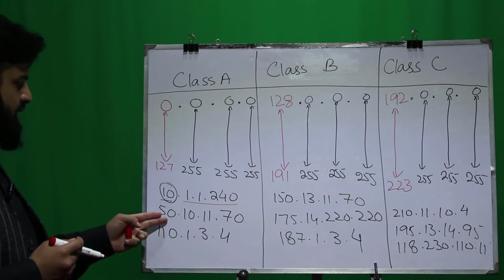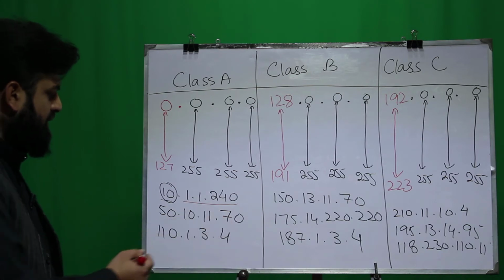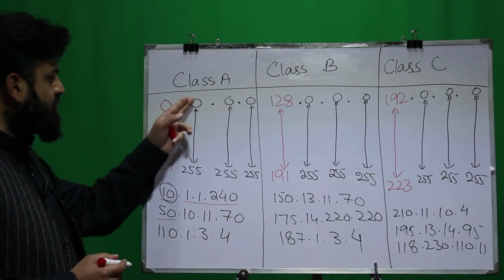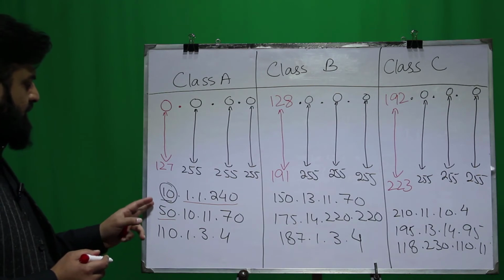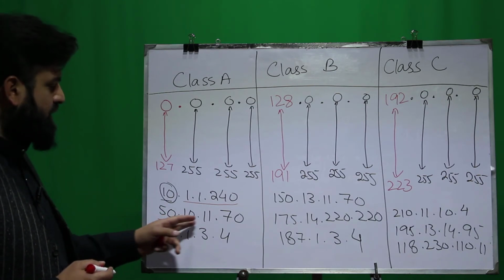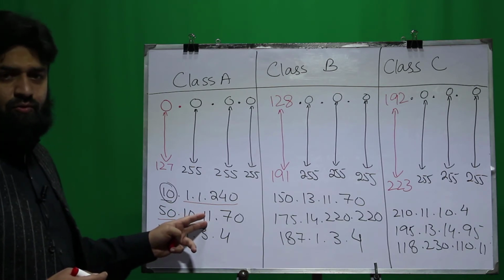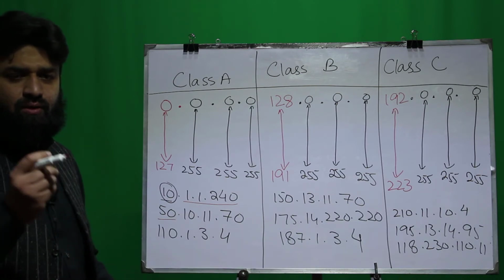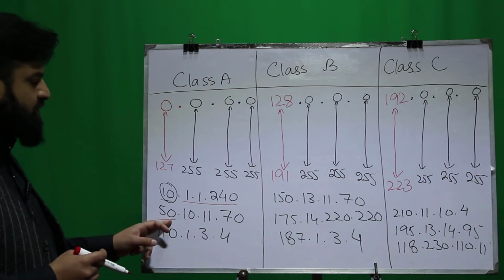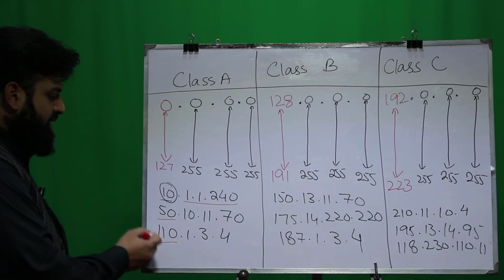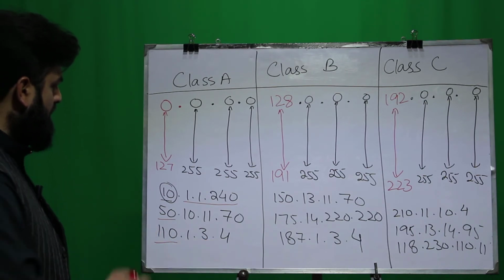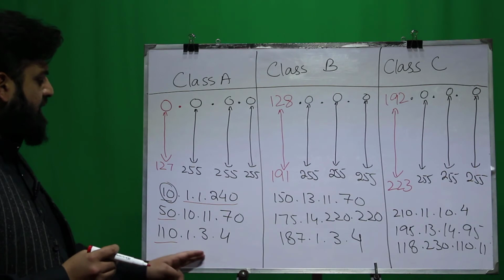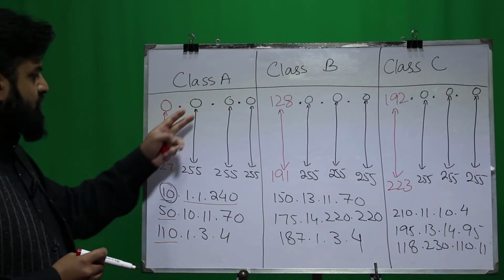Similarly, we have another IP address, 50.10.11.70. The first octet falls between 0 and 127, so we can say that it is a class A address, and the rest can be between 0 and 255. Similarly, the first octet belongs to the network portion, and the remaining belong to the host portion. As I told you earlier, these host portions are assigned to your terminals, computers, IP-based cameras, IP-based printers, and the 50 will remain the same. We have another IP address, 110.1.3.4. As 110 falls between 0 and 127, we can easily say that it is a class A address, and the rest can fall between 0 and 255.